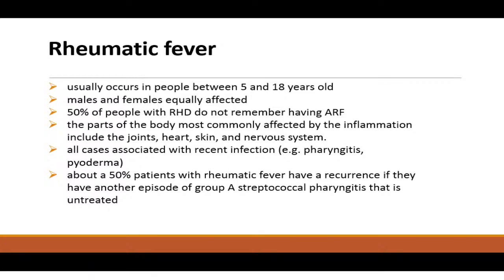Most often, joints, heart, skin, and nervous system are affected in different combinations in rheumatic fever. It must be associated with a recent infection. It can be pharyngitis more often, or some skin infection like pyoderma. So in the anamnesis, you may ask the patient about previous infection, and it must be present.